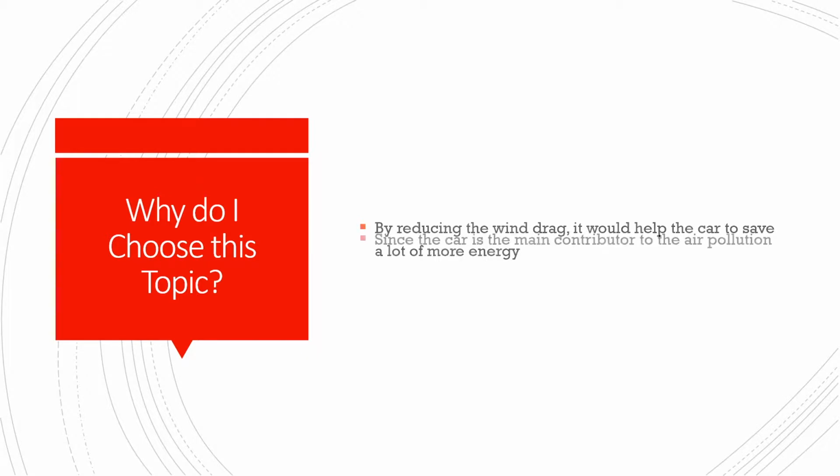Since the car is the main contributor to air pollution, if we can cut down the energy the car uses, we can cut down the pollutants the car produces, so we can make them much more environmentally friendly, instead of finding new resources or developing new hybrid cars, which is quite complicated and will take a lot more time.